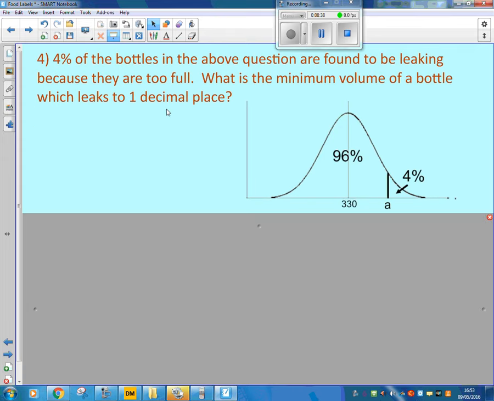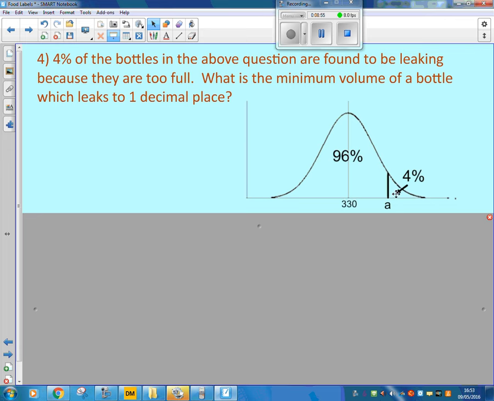Question 4. 4% of the bottles in the above question are found to be leaking because they are too full. What is the minimum volume of a bottle which leaks? And it's 1 decimal place my answer. So the top 4% are leaking because they're too full.